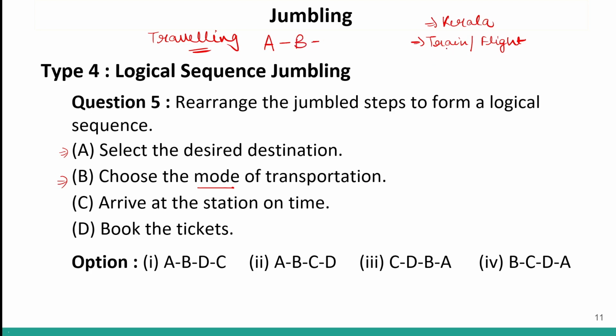Now, I have selected that I will go by train because it is cheaper and it is suiting my timetable also. So once I have selected that I am going by train, then I'll book my tickets in advance, right? So my third step will be to book the tickets, which is option D. Correct? And logically, once the day arrives when I have to leave, I have to arrive at the station on time. So after D, C will follow logically. So my correct logical sequence will be A, B, D, C, which is option number 1. Okay.